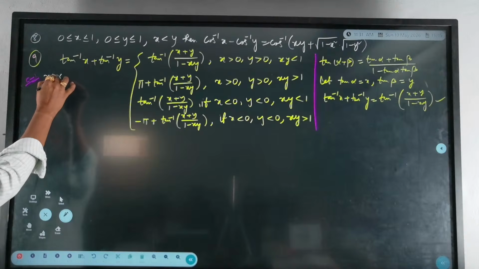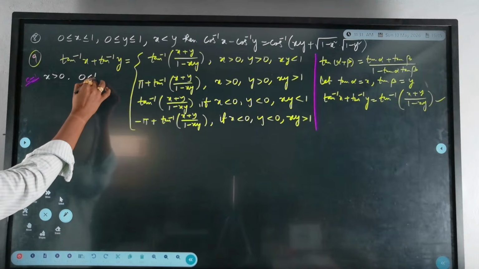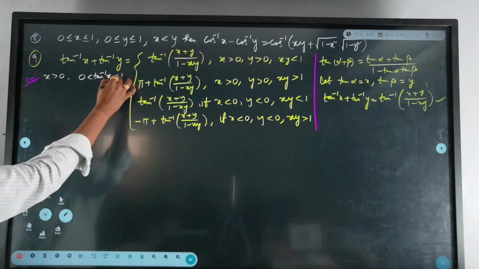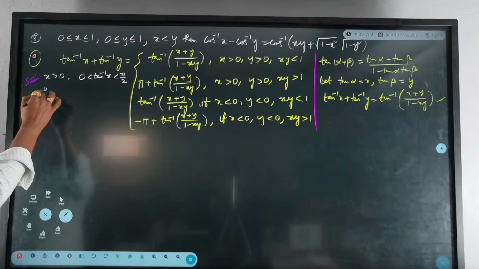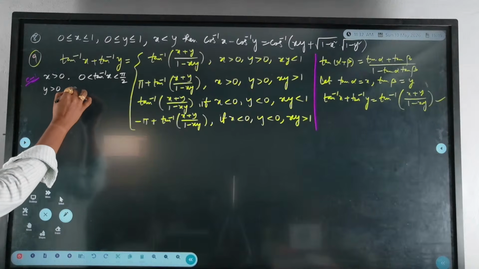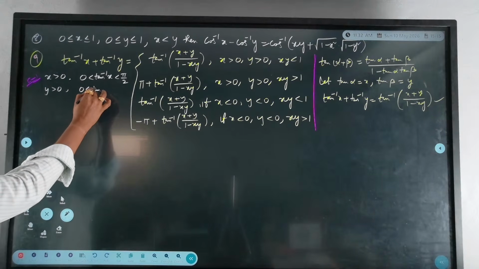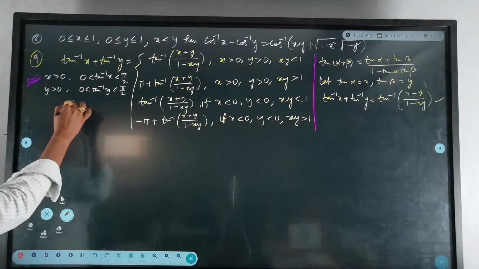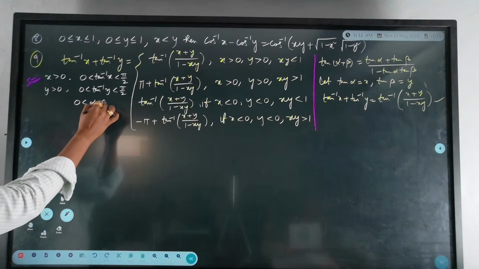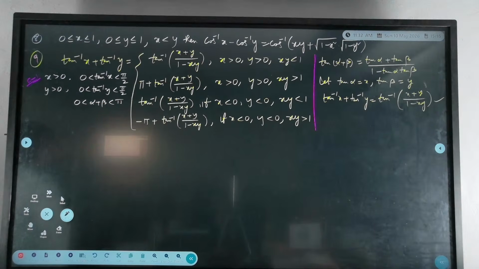x greater than 0, 0 less than tan inverse x less than pi by 2. That is, if x is positive, it is 0 to pi by 2, and if negative, minus pi by 2 to 0. y greater than 0, 0 less than tan inverse y less than pi by 2. So 0 less than alpha plus beta less than pi.